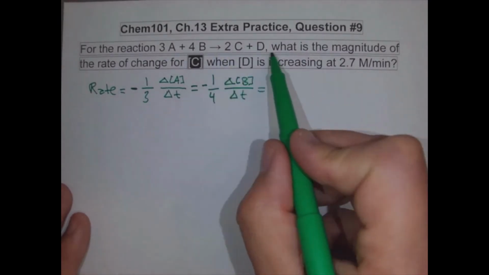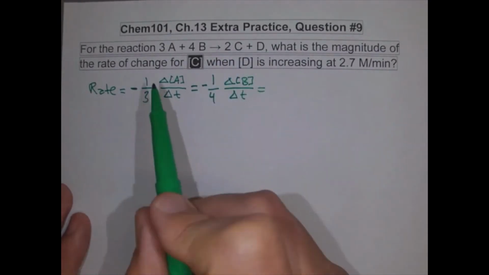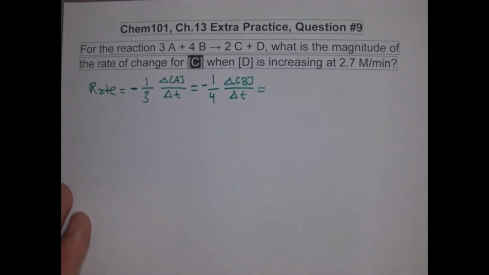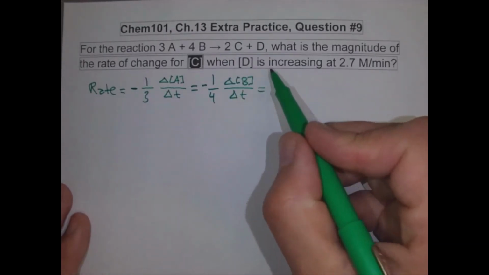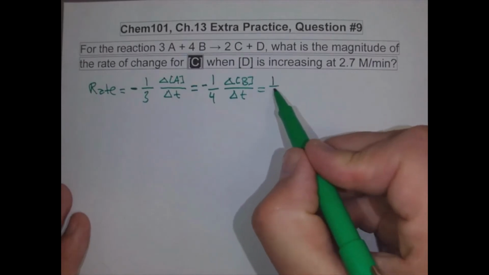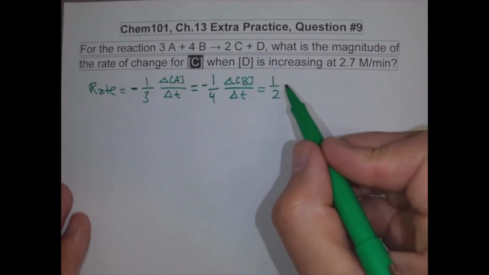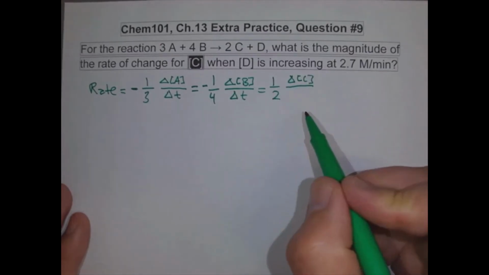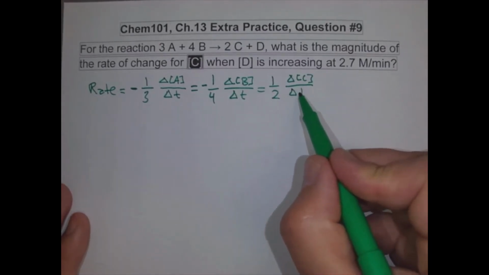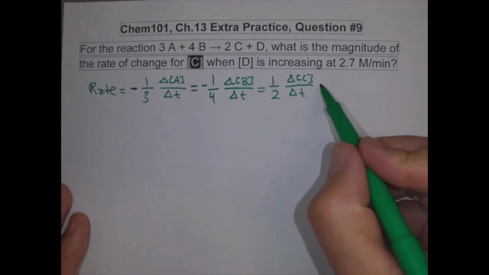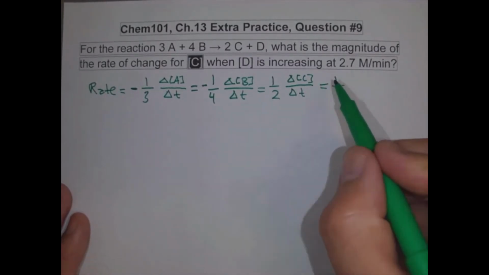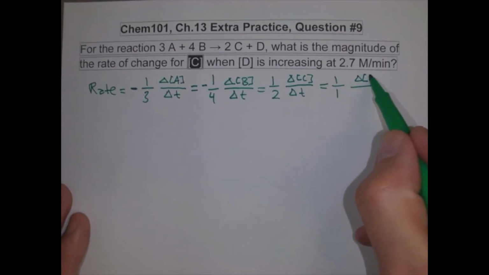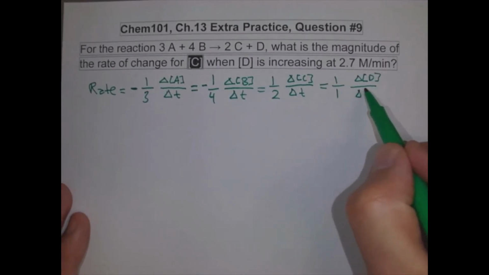equals, and now we're moving to the products, so these will be positive. These are negative because they're reactants. These will be positive because they are products. So I still need to normalize it for C, so 1 over the coefficient, which is 2, times the change in concentration of C divided by the change in time. And for D, 1 over the coefficient is 1 times the change in concentration of D over the change in time.